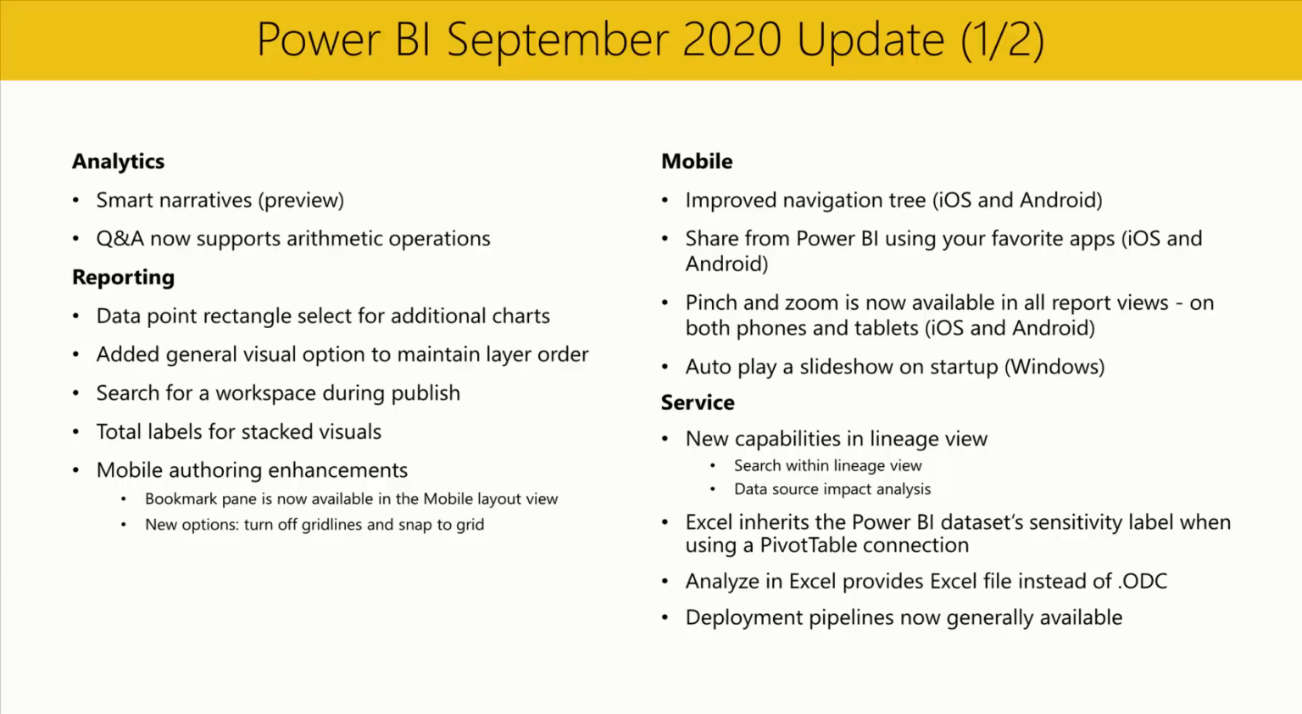Another frequent user request is the ability to see total labels for stacked charts, like the stacked bar or column, stacked area, and combo charts. Now you can, allowing you to see the aggregates of your data at a glance. Rien will walk us through this new feature.